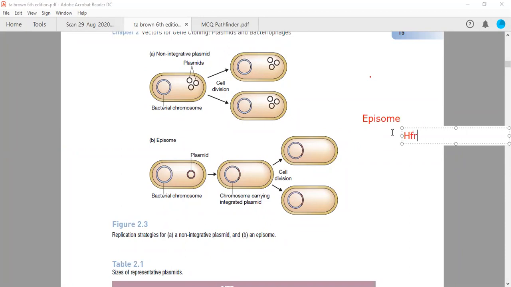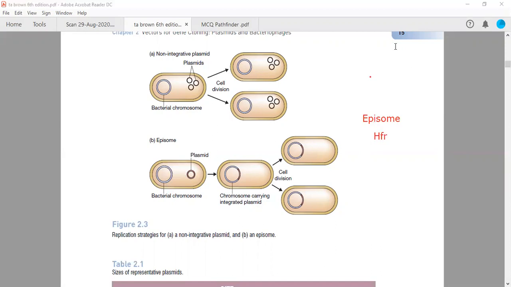So now HFR has a full form, high frequency recombinants or recombination, right? So high frequency recombinants are those cells in which only F plasmid, that means this conjugative plasmid, is being integrated into the bacterial chromosome. So if a conjugative plasmid, for example, F plasmid, is integrated into the bacterial chromosome, then it is known as HFR, high frequency recombinants. If a normal plasmid, means any one, okay.